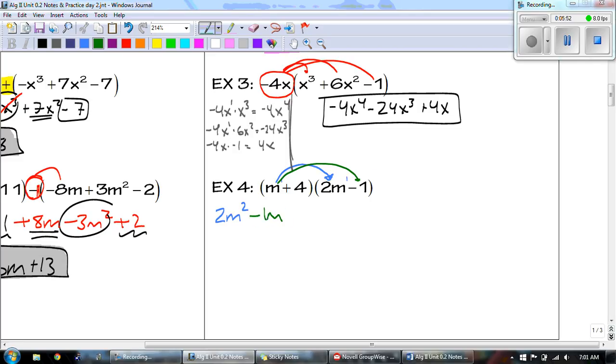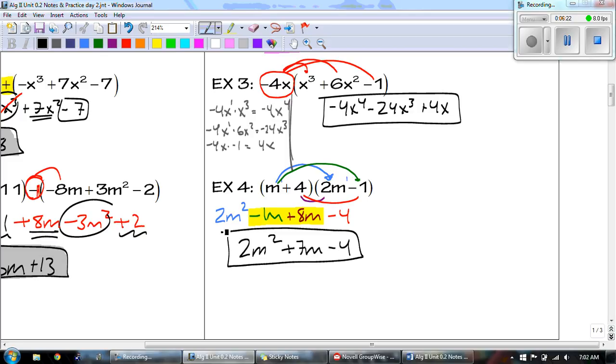I just have to make sure that everything gets multiplied. 4 times 2 would be 8m. And then 4 times negative 1 would be negative 4. I would need to combine my like terms. So we have 2m squared. Negative 1 plus 8 would be a positive 7m minus 4. Okay, so those are my two answers for that.